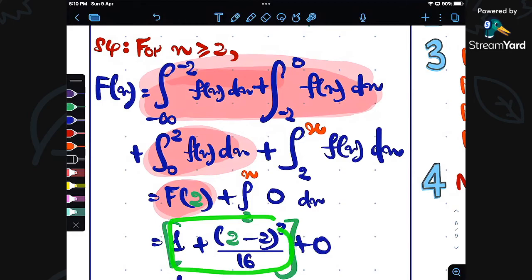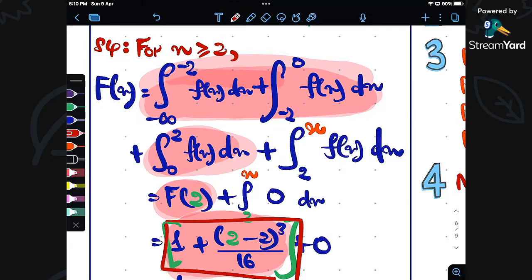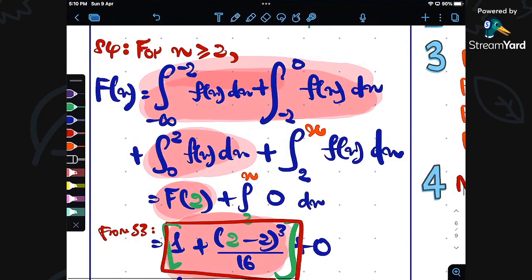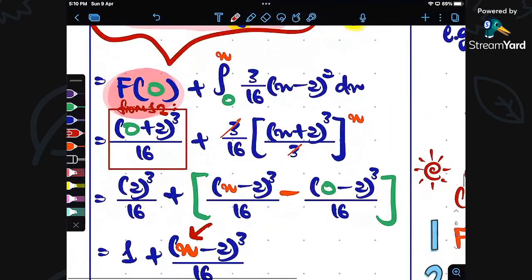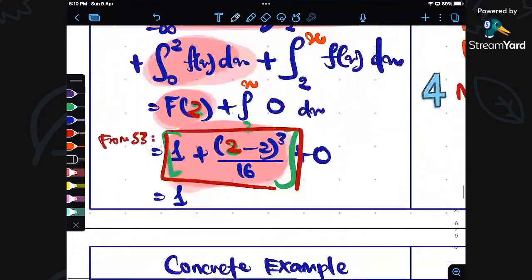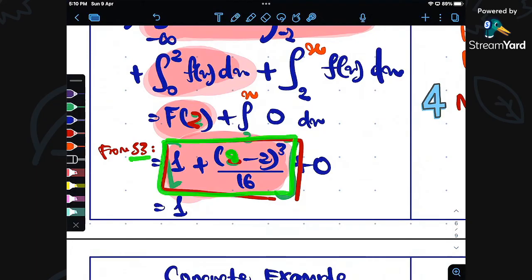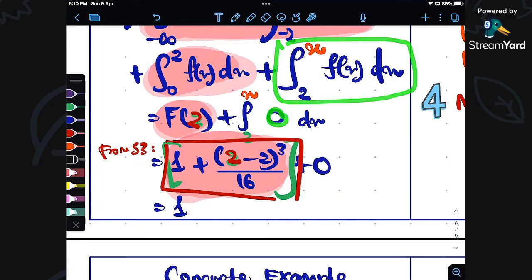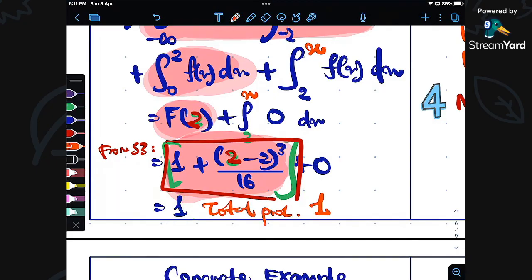How do I get this? It is actually from my previous step, which is step 3. All you have to do is sub in the number 2 here from step number 3. It has now become F(2). So we take the answer from step 3 and put in the number 2 there. And at the back here, the fourth term, we know it is 0, so integrating still gives 0. So in the end, the answer is just 1, because the total probability must always give us 1.